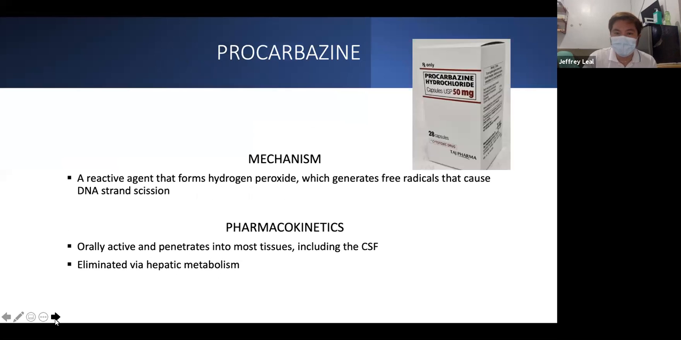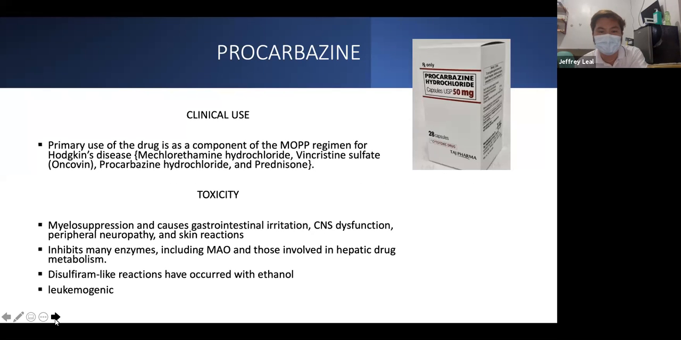Okay? We have also the procarbazine, which is a reactive agent that forms hydrogen peroxide, which generates free radicals that cause the DNA's transition. And they are orally active, yung procarbazine, and penetrates into most tissues, including your cerebrospinal fluid. And they are eliminated via hepatic metabolism. Okay, so your procarbazine is also a component of your MOPP regimen for Hodgkin's.